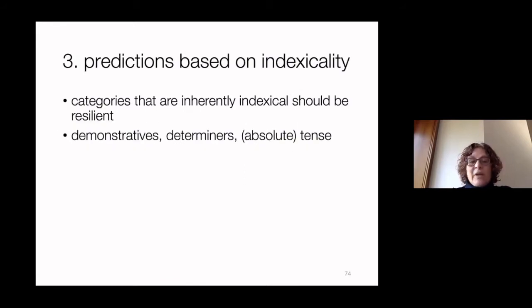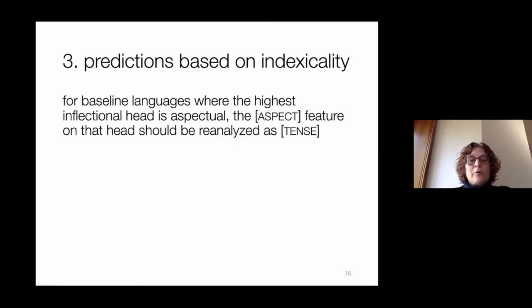So let me talk very briefly about indexicality, which is somewhat related to higher salience, and that is that categories that are inherently indexical tend to be resilient in heritage grammars, and these include demonstrative determiners and absolute tense. So I already showed you that tense is quite resilient, but here's an interesting example which shows that the languages where the highest inflectional head is associated with aspect lose that feature, and that head is reanalyzed as tense because of the indexical nature of tense.